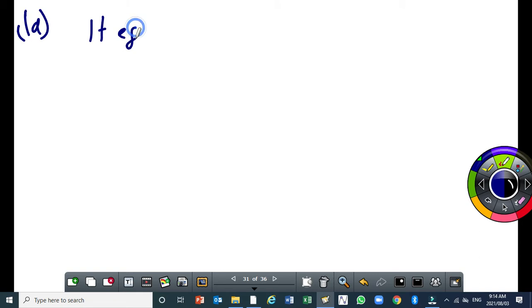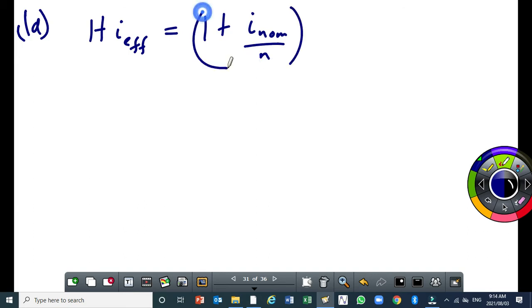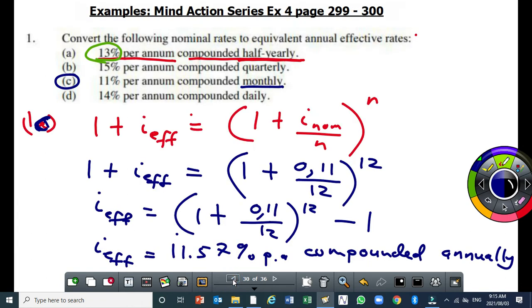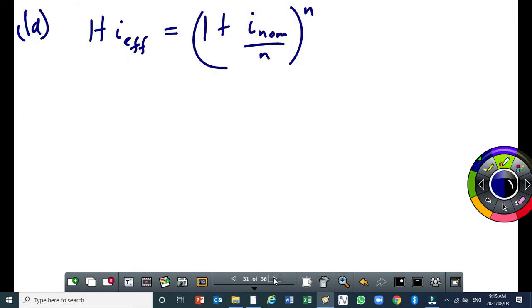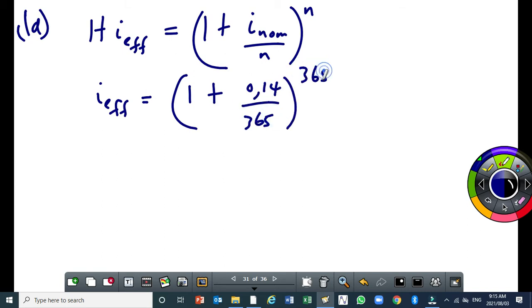So 1 plus I effective is going to be equal to 1 plus I nominal over n, all raised to the power of n. Here we want to calculate the effective interest rate. The nominal interest rate is given as 14% per annum compounded daily. Because of that word daily, our n is going to be 365. So the effective interest rate is going to be equal to 1 plus I nominal, which is 0.14 over 365, raised to the power of 365, minus 1.